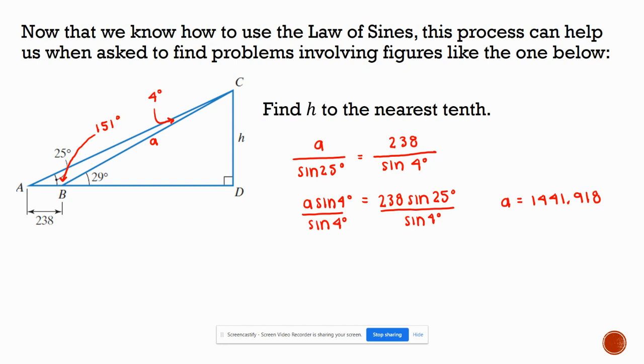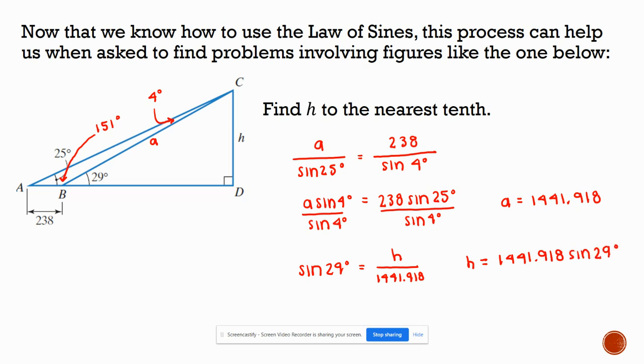So I can think SOHCAHTOA. I can use the 29-degree angle. h is opposite. And like I said, a is the hypotenuse. Well, opposite and hypotenuse means that we can keep using sine. So the sine of 29 degrees equals the opposite side, which is h, over the hypotenuse, which we just calculated to be 1,441.918. To get h by itself, I'm going to multiply both sides by that 1,441.918.